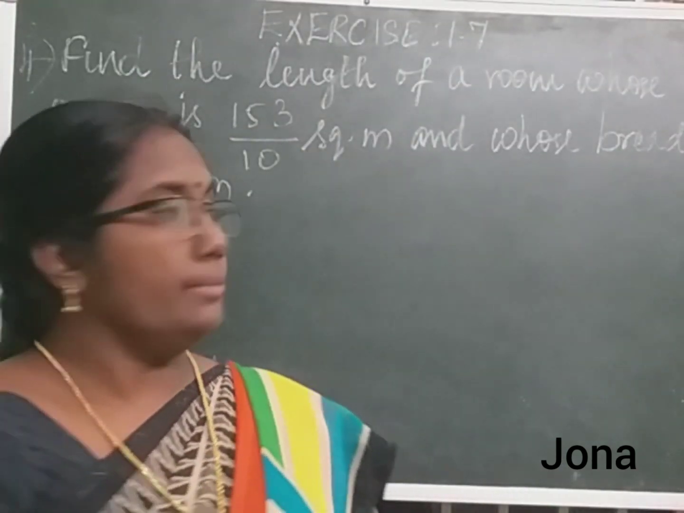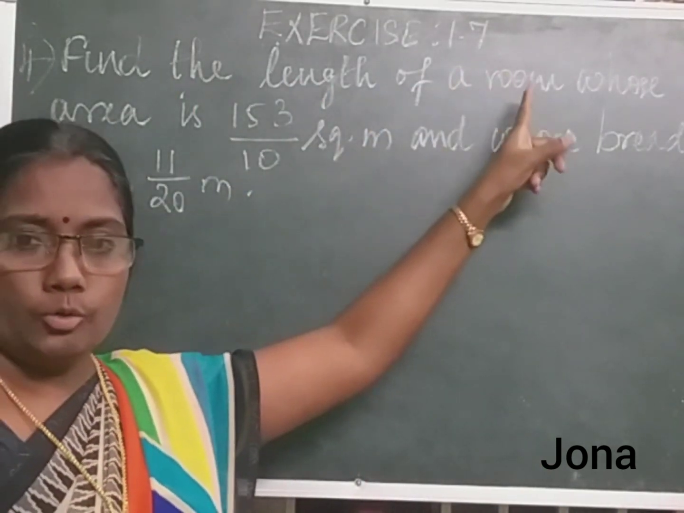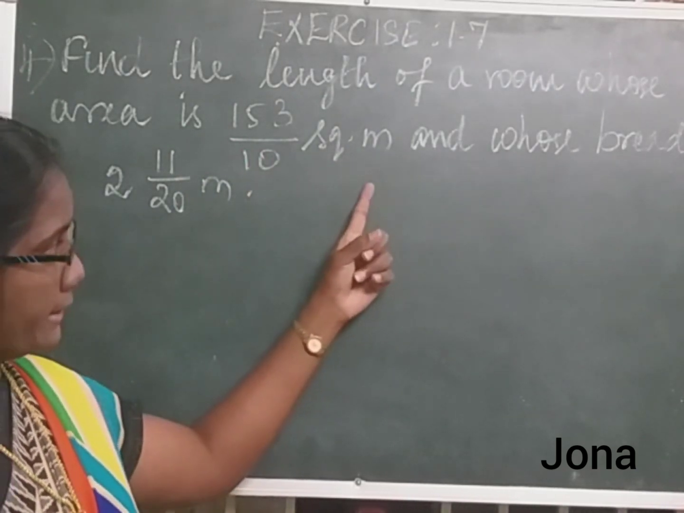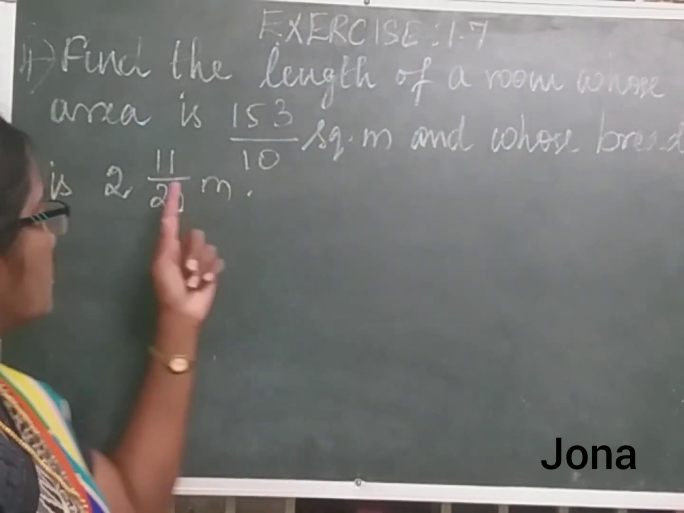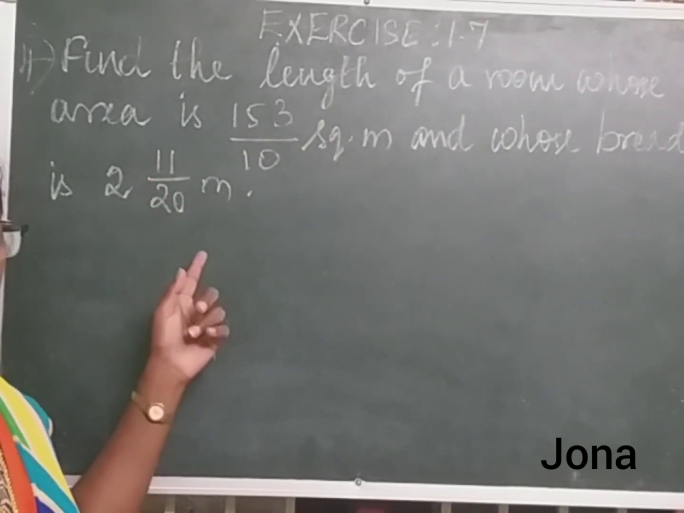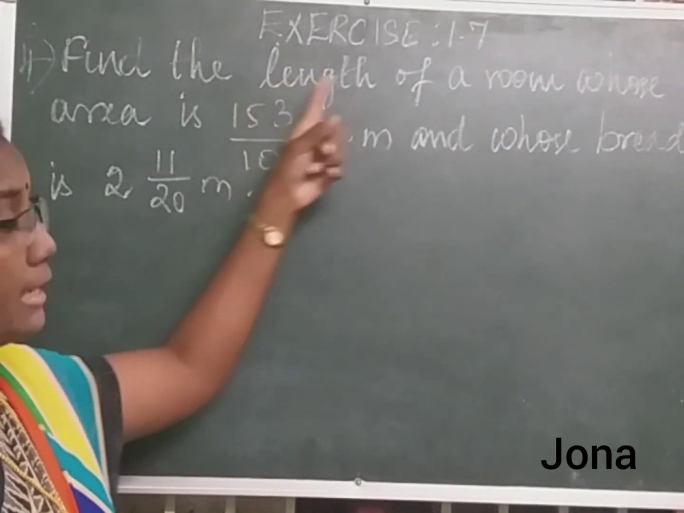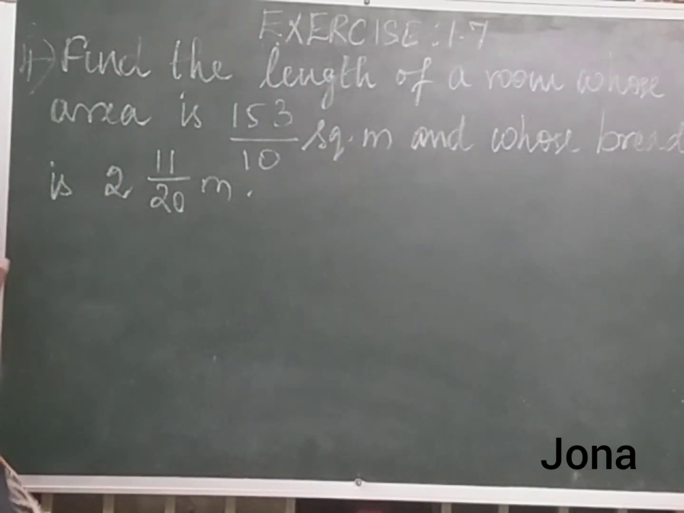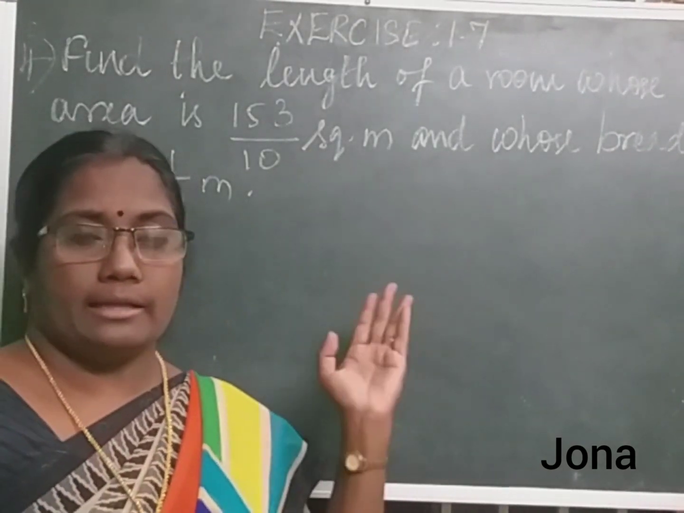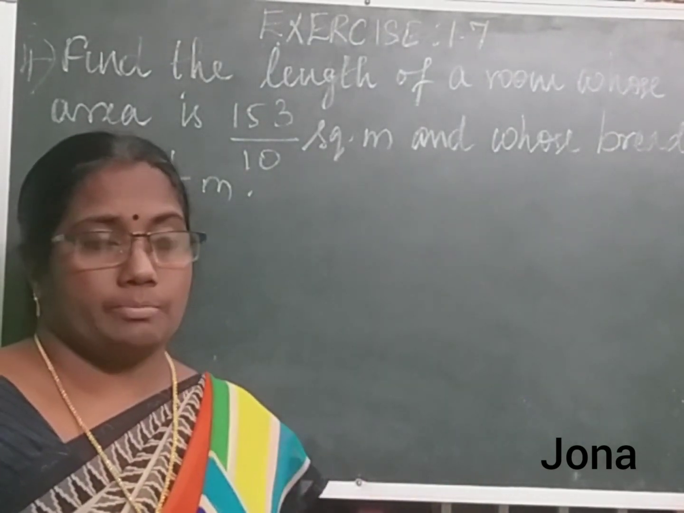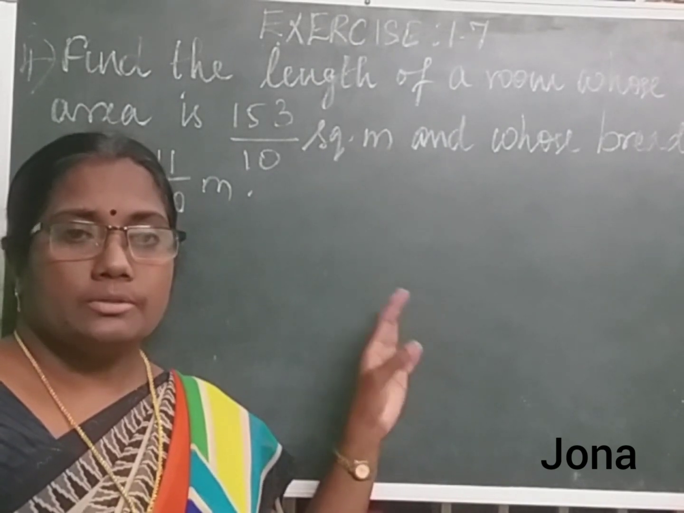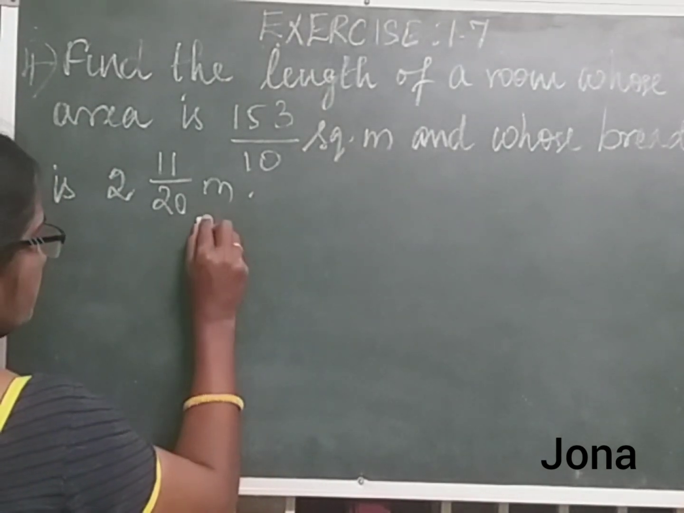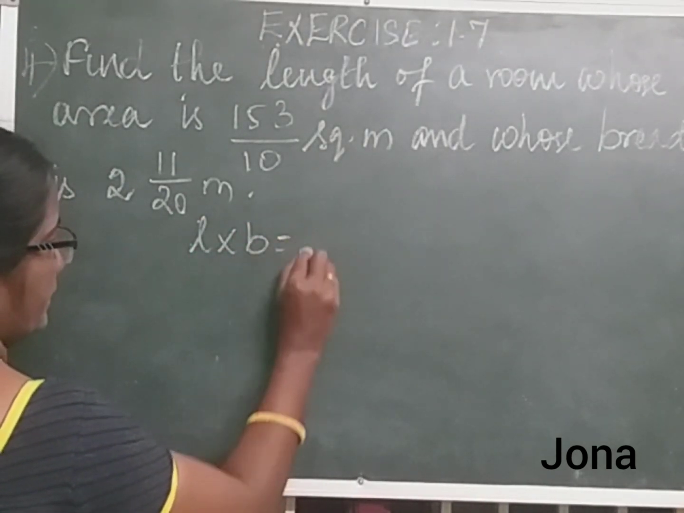Fourth problem. Find the length of the room whose area is 153/100 square meter and whose breadth is 2 11/20 meter. We want to find the length of the room. Here the area is given, and the breadth is also given. So we know the formula for the area of a rectangle, with length and breadth. We have to take the area of rectangle formula: area equals length into breadth.